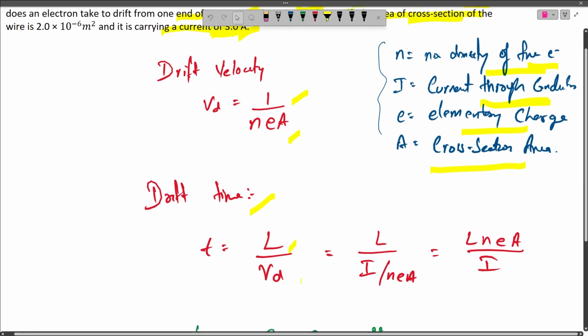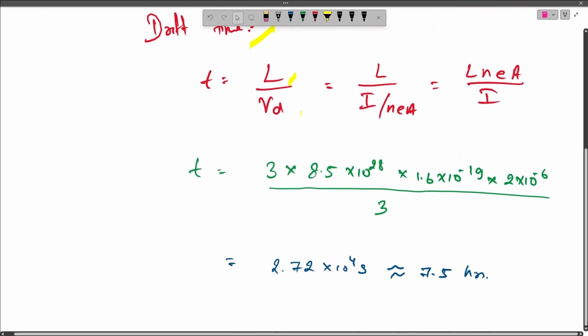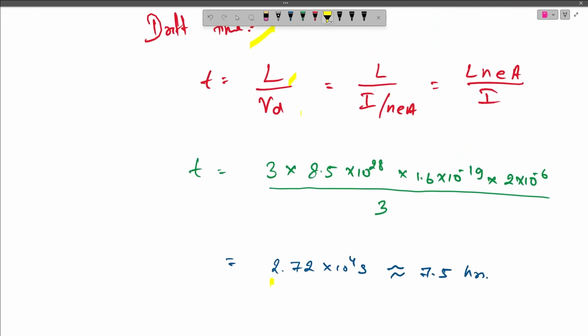So substituting the values, we will get a value of 2.72 × 10^4 seconds, or when divided by 3600 we can get it in hours, and that will be equal to 7.55 hours, or 7.5 hours.